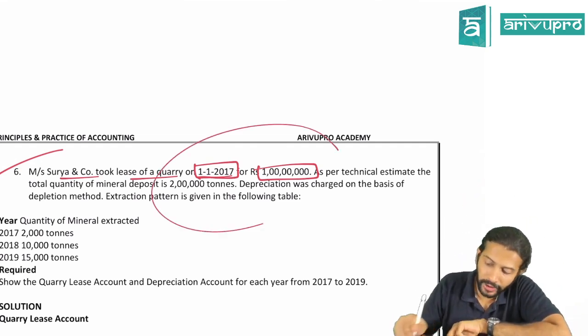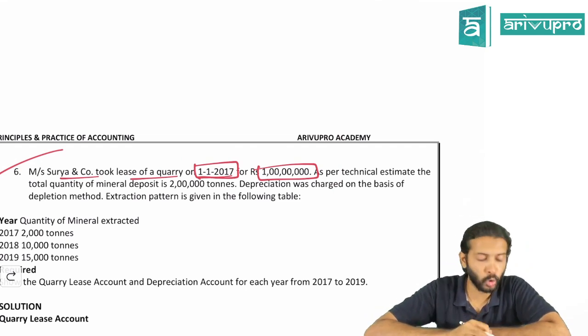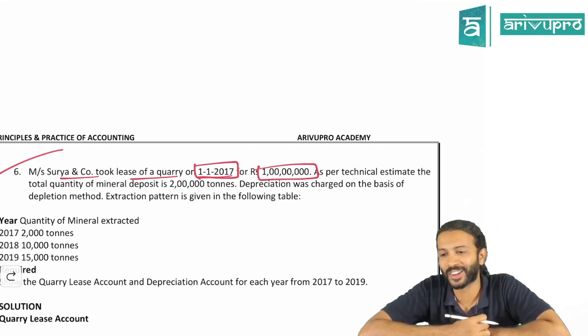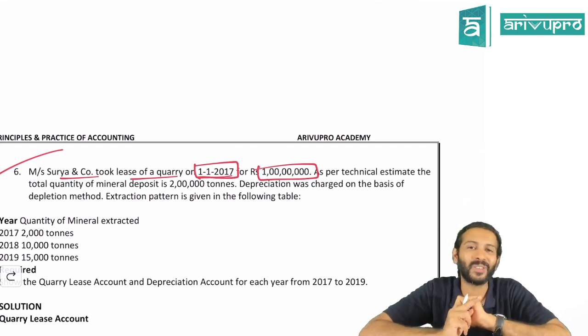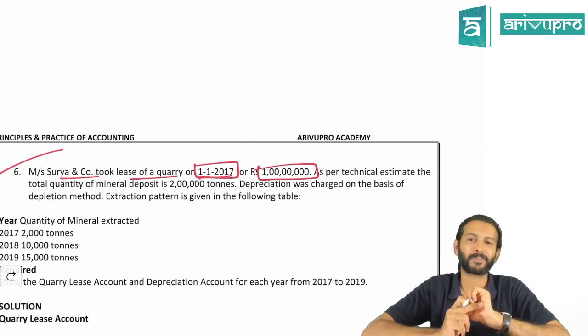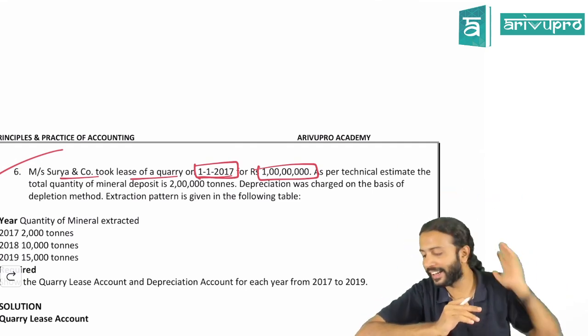But I already explained one concept to you. Do you remember? Substance over legal form. Anybody remembers that concept? We discussed something known as substance over legal form. What is that? In one line, what is the meaning? Reality is more important than legality is what I had told you.